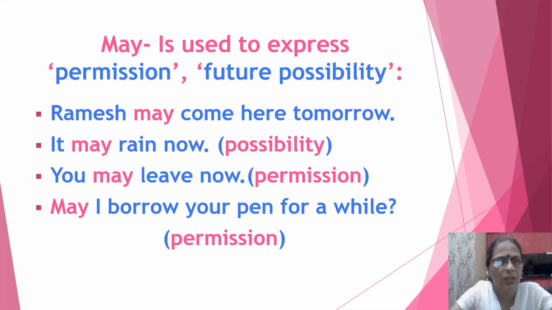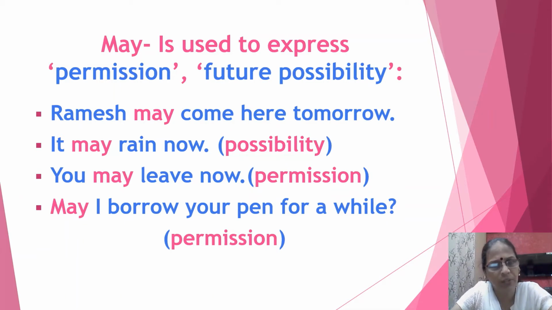Now next modal auxiliary is may. May is used to express permission or future possibility. Means for seeking permission or for expressing future possibility, may modal auxiliary is used. Here is the first example. Ramesh may come here tomorrow. From this sentence, we can understand that here may modal auxiliary is used for showing possibility. Means here we can say that Ramesh may come means possibility is shown.